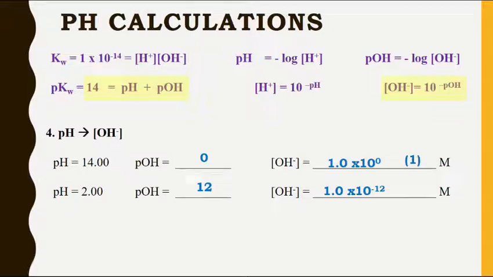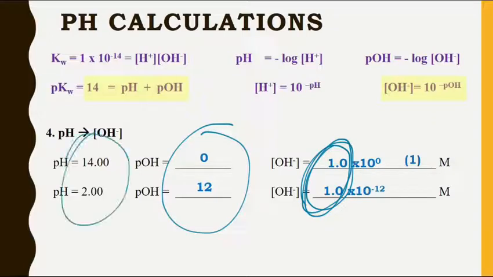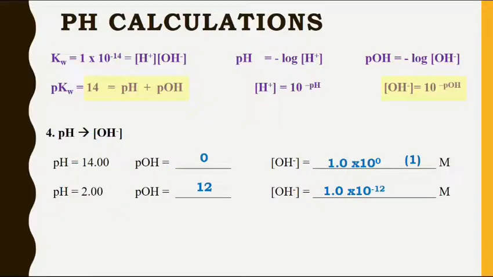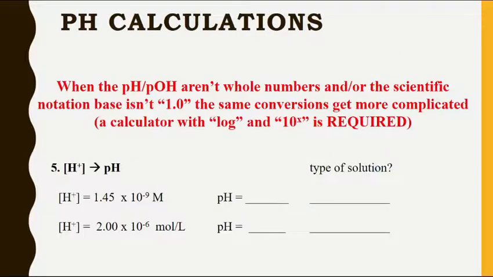So hopefully that got you used to some of the simple conversions that we can do. And all we need to focus on is having that base of our scientific notation equal to 1. If we have nice whole number pHs and pOHs, or if we are given nice concentrations with that base equal to 1, then we can use that exponent rule to find our pH and our pOHs.